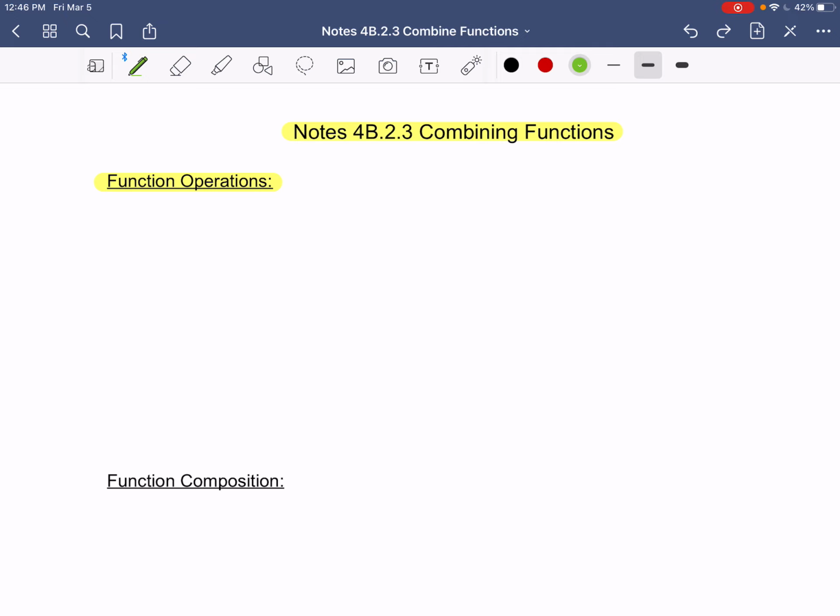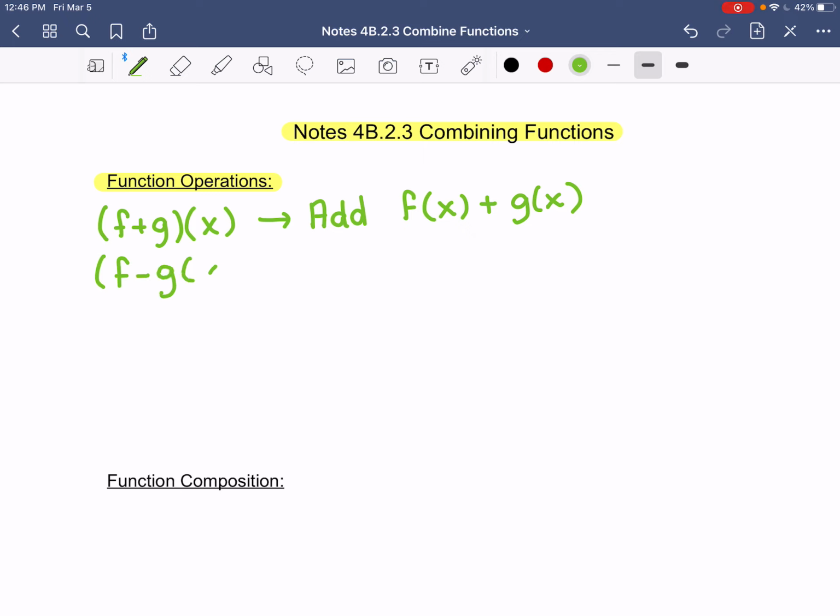So one possible notation that you'll see is parentheses, and inside it'll say f plus g, and then it'll have parentheses on the outside with x. All that means is that you're going to add f of x plus g of x. So whatever your function is for f of x, you'll just go ahead and add that function with g of x. That should be a plus sign, I apologize. And then if you see f minus g, then that means you subtract. You do have to pay attention to order because that's minus g.